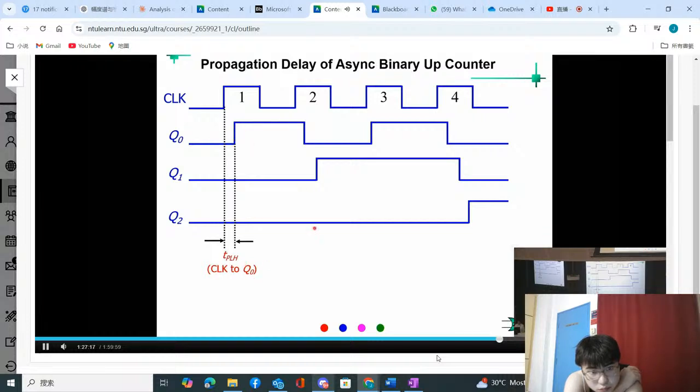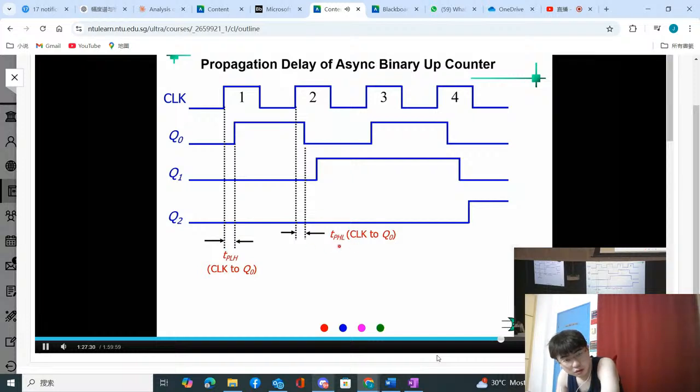You learned about TPLH and TPHL before, right? Yeah, so this is TPLH. What about the second one? When the clock changes at the positive clock edge, the output goes to low, and this is TPHL. This TPHL and TPLH may not be the same, so you have to calculate them based on the method we learned before.